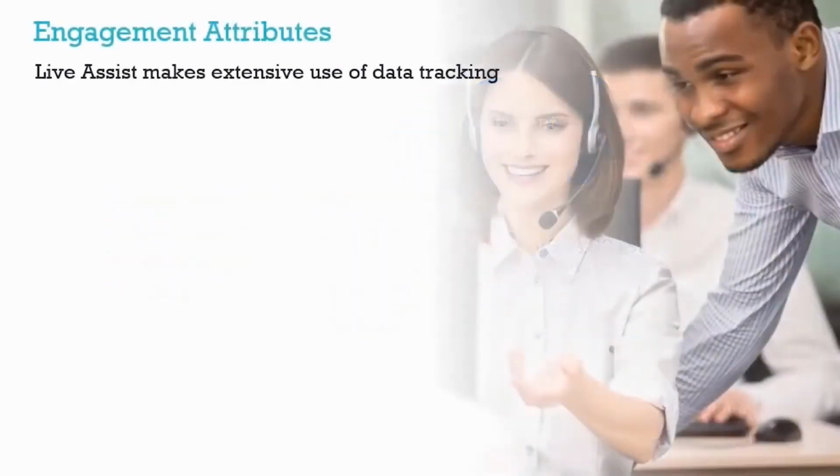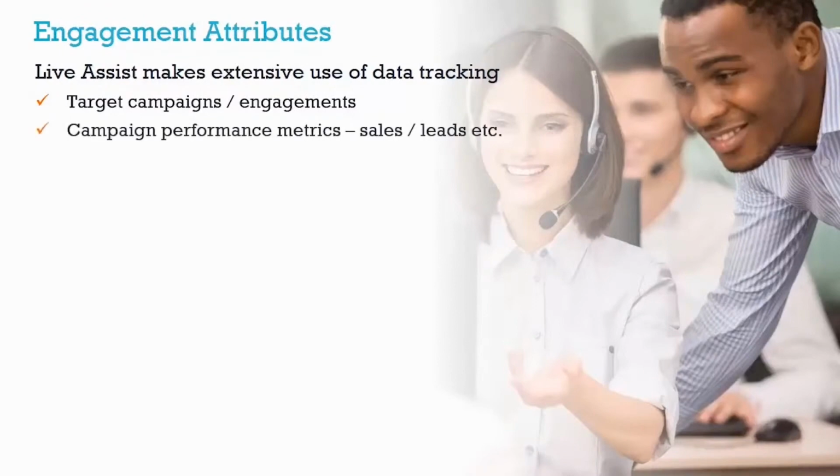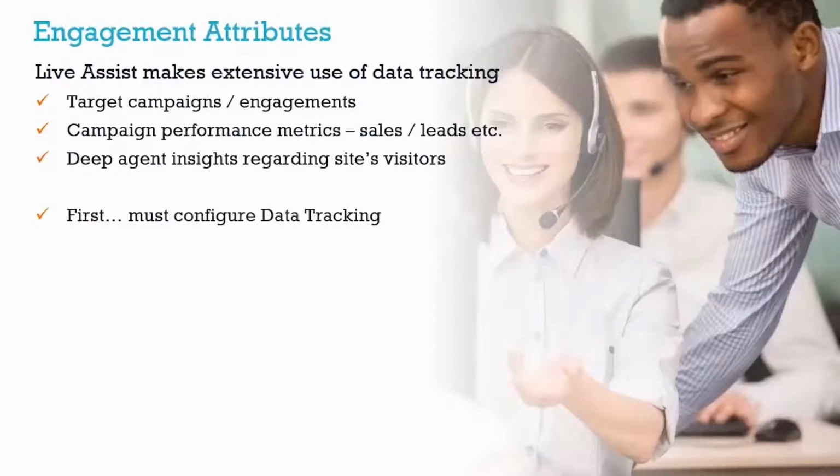In fact, Live Assist makes extensive use of data tracking across the product, enabling you to intelligently target engagements based on visitor demographics, behavior, or their interaction with your site, gather metrics assessing the performance of campaigns against their goals, such as number and value of goods sold or leads generated, and to provide agents with deeper insights into your site's visitors. Live Assist has the capability to gather, use, and report on all of this great information. But you, the admin, have to tell Live Assist how it can find that data. You first have to configure data tracking.